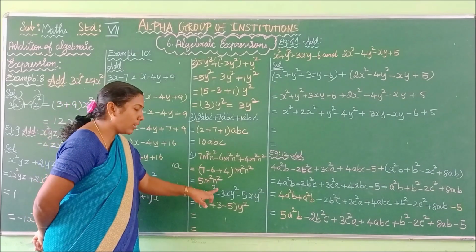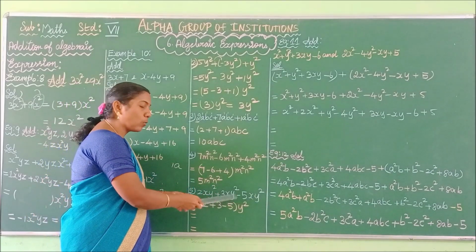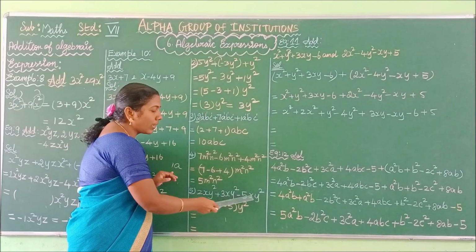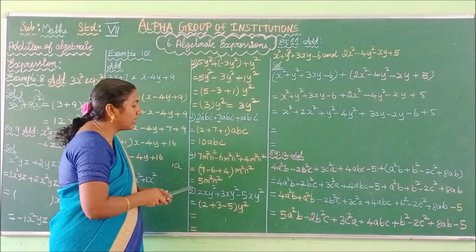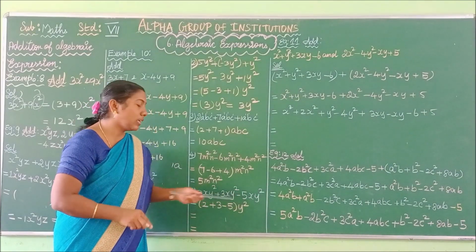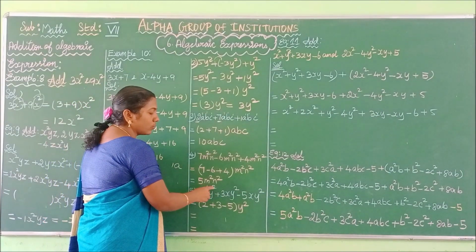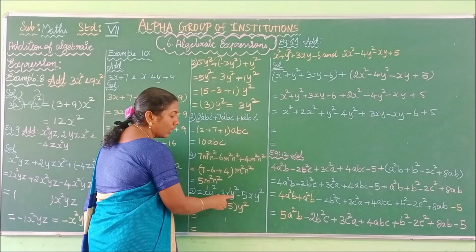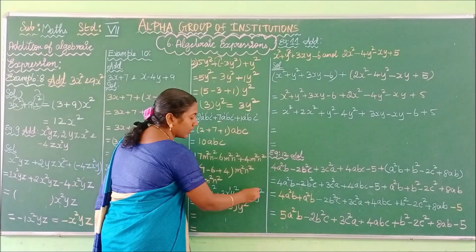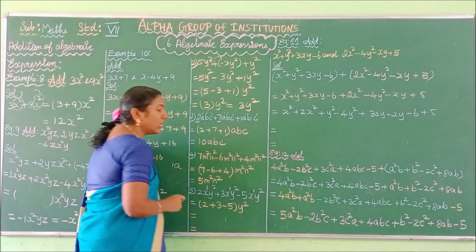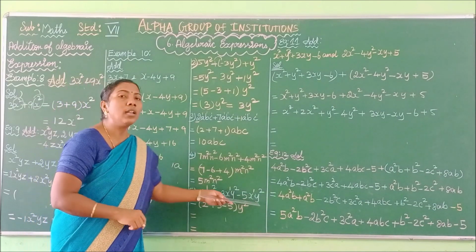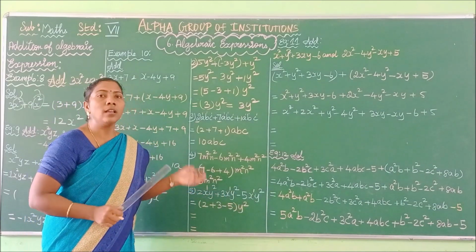2xy square plus 3xy square minus 5xy square. Check whether they are like terms or not. What is the power of x? 1. Power of y is 2. In each term, the power of x is 1 and the power of y is 2. Thus, the given terms are like terms, so we can add or subtract.